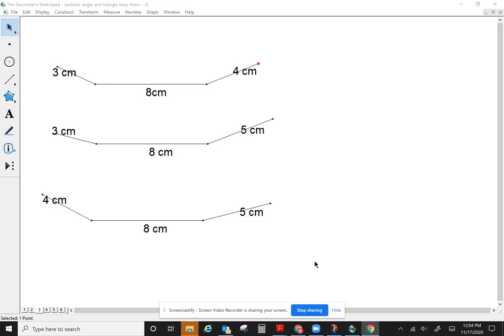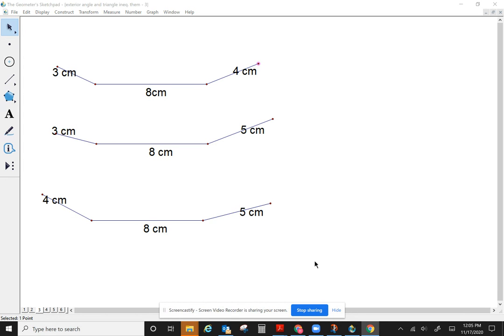Okay, so we're going to be moving to the triangle inequality theorem in this section. What I have here on my screen, I'm going to see if I can create triangles. The numbers that you see are the measurements of the sides. On all three cases, the big side I put in the middle. I'm going to see if I can create a triangle.